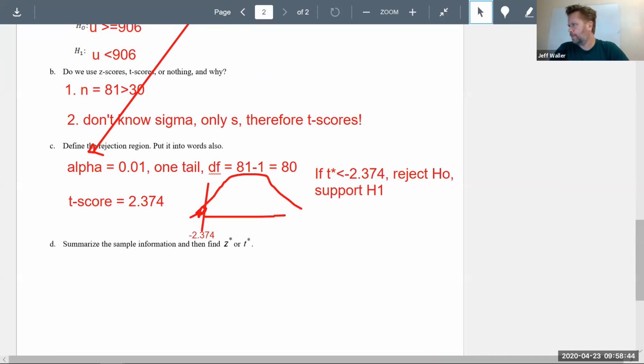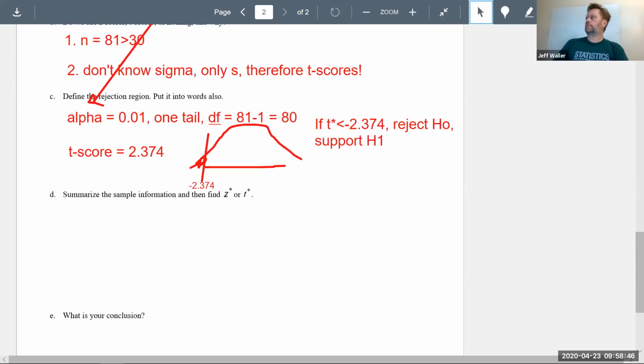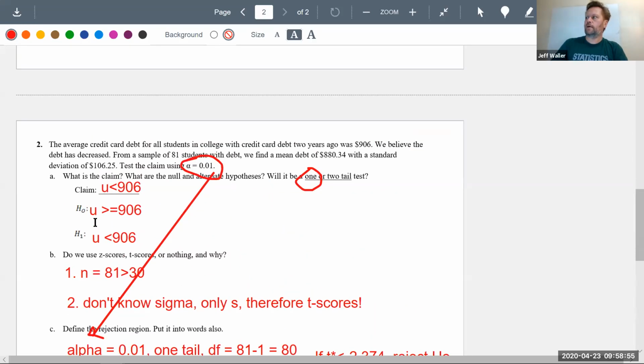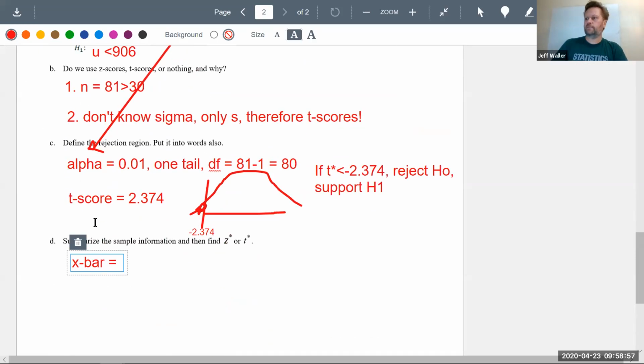What do we got? You got 2 minutes. Okay. So let's summarize what we know. What was the sample mean? X bar. 880.34. I like it. Stop it, Reed. Don't give anything away. We haven't gotten there yet.